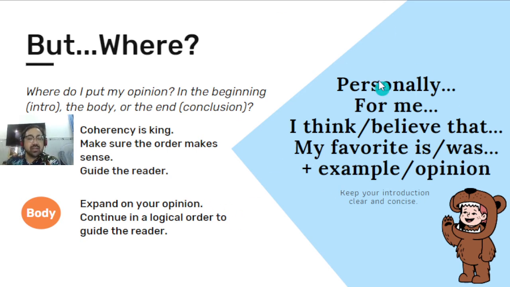Okay, here are some introductions for you, to make sure they're clear. Personally, that's your opinion. For me, opinion. I think, I believe that. My favorite is, my favorite was, if you're doing past, present is. And the example, this is your opinion. My favorite thing is, or my favorite vegetable is eggplant, right? That's my opinion, and I gave an example. Okay, and it's clear, it's concise.